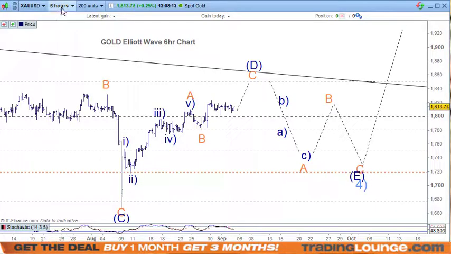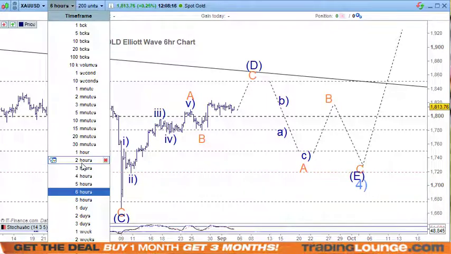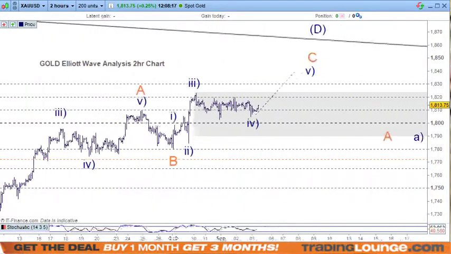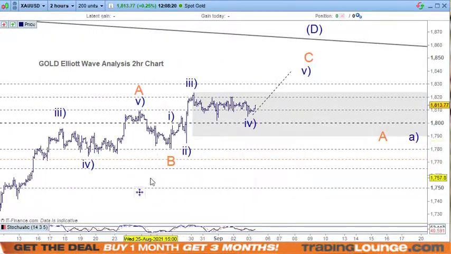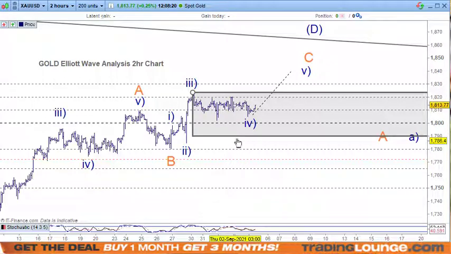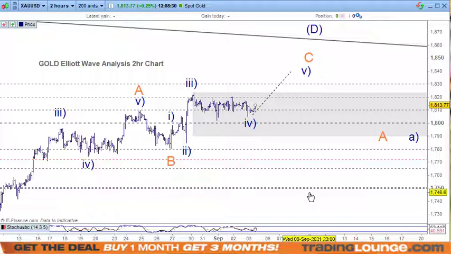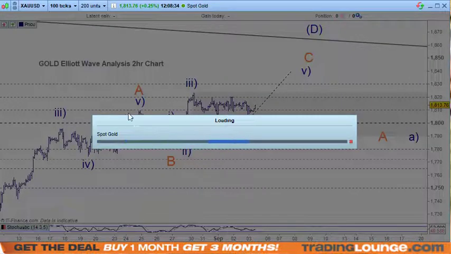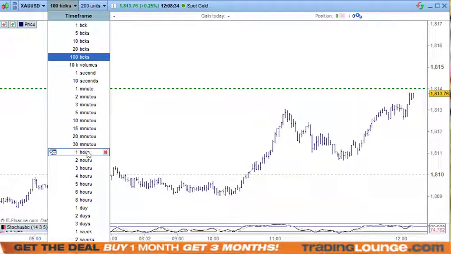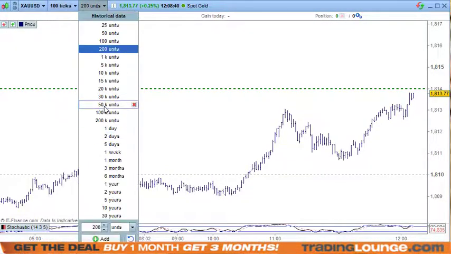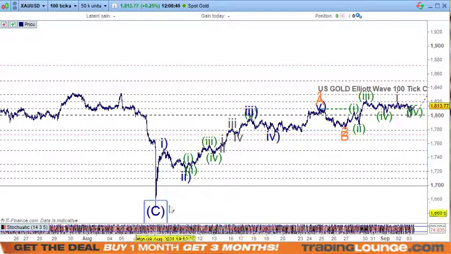So let's, do I need to go to the 2-hour chart for this? Yeah, I should just have a quick little look. So this is the A wave, the B wave, and then 1, 2, 3, 4, and 5 over here. This can be counted a bit differently in here as well. But once we've got those 5 waves here, then that's the point of being a bit cautious at that stage. So I think on the 100 tick chart, we'll need to bring in some more data.